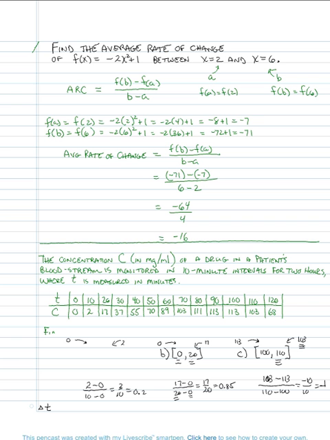We're supposed to find the average rate of change over each of the intervals. Over each interval. And the first interval, we'll call it part A, is the interval from 0 to 10.